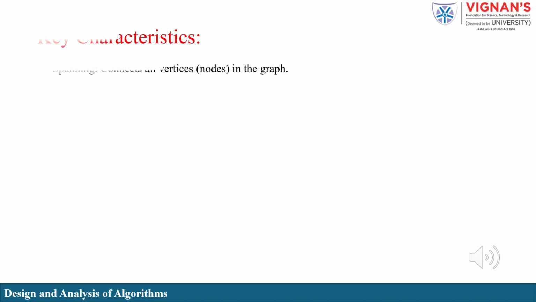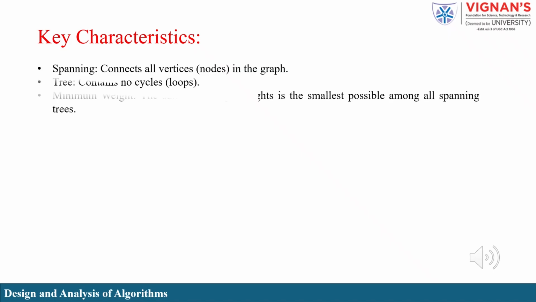Now let us understand the key characteristics of a minimum spanning tree. First, spanning means that the tree connects all vertices or nodes present in the graph. Second, it is a tree, which means it does not contain any cycles or loops. Third, minimum weight indicates that the sum of all edge weights in the spanning tree is the smallest possible compared to all other spanning trees of the graph.